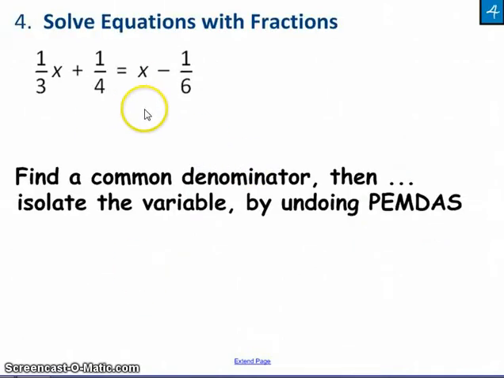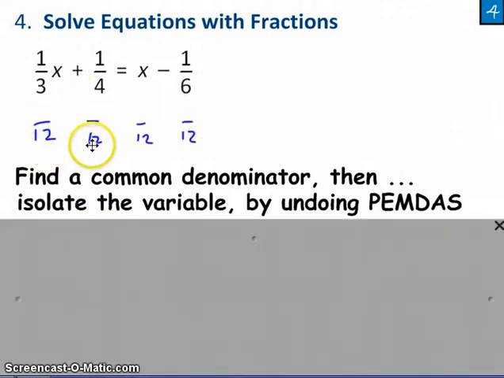Now, last situation, fractions. What do you do when you have fractions in an equation? Well, in this case, start by finding that common denominator. And then, like I've been saying all along, isolate the variable by undoing PEMDAS. I'll probably be saying this throughout the year, this line right here. All right, well, what's my common denominator for 3, 4, and 6? Well, the lowest common denominator is 12.